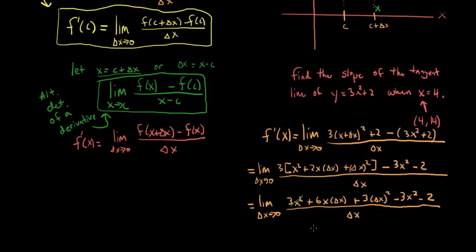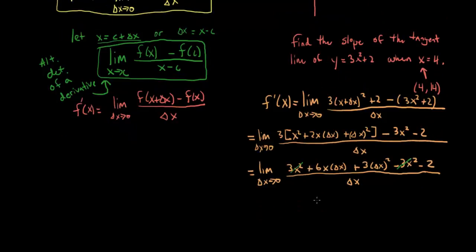Oh, I just messed that up. There we go. I meant to do this. Okay, and we will get it to where we can factor out a delta x out of the top such that we can cancel the top and bottom delta x.